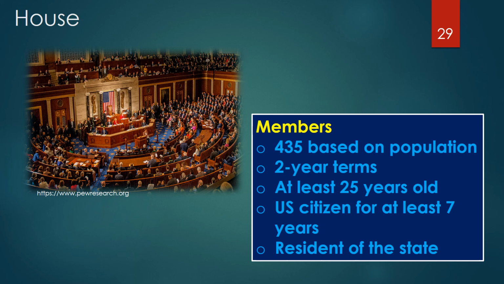House members have 2-year terms. Two-year terms often translate into members focusing more on short-term issues that will impact their reelection. Representatives are commonly in a perpetual campaign mode. Representatives must be at least 25 years old, a U.S. citizen for at least 7 years, and a resident of the state they represent.